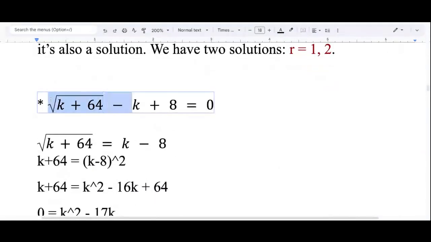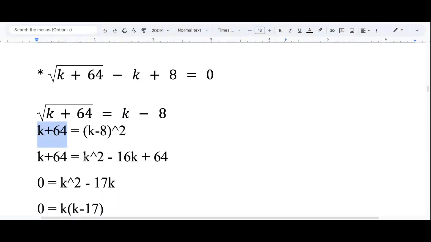Well, let's see this one. If this one equals 0, we don't want to square right away. We want to single out the radical expression. So we want to move negative k plus a to the right-hand side. To the right-hand side, we got a k minus 8. Now we square both sides. Square left-hand side, we have k plus 64. Square right-hand side, we have k squared minus 16k plus 64.